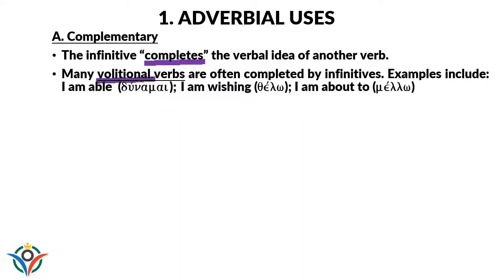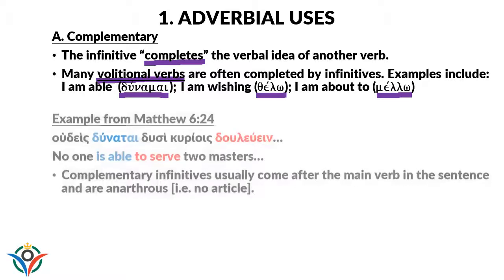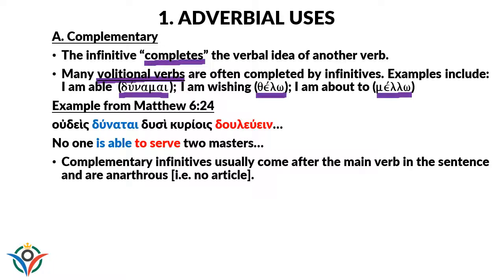Many volitional verbs are often completed by infinitives. Examples of volitional verbs are I'm able, which is dunamai, I'm wishing, thelo, or I'm about to, melo. Any verb of willing, wishing, or wanting is a volitional verb and will often be completed by an infinitive. Here's an example from Matthew 6 verse 24.